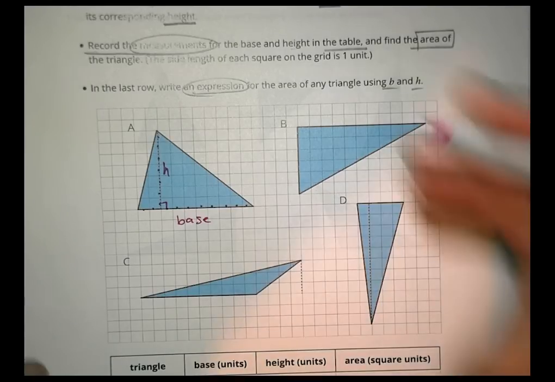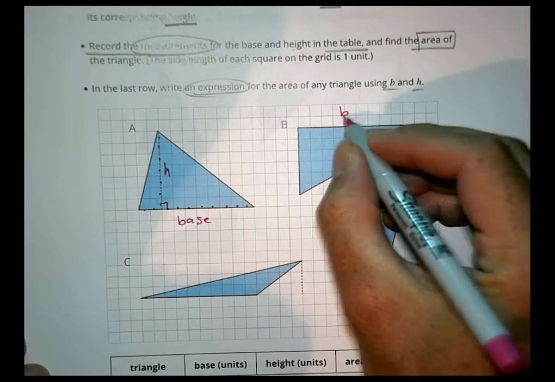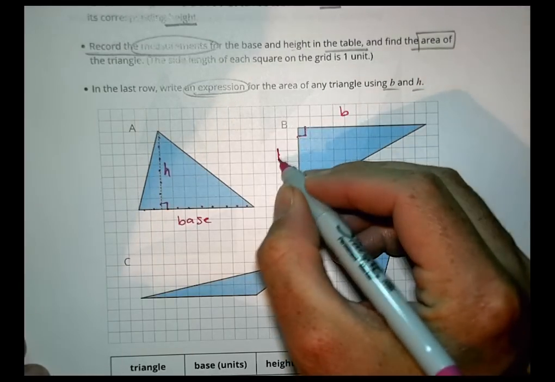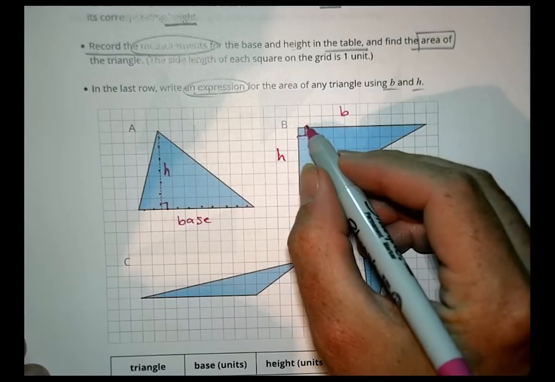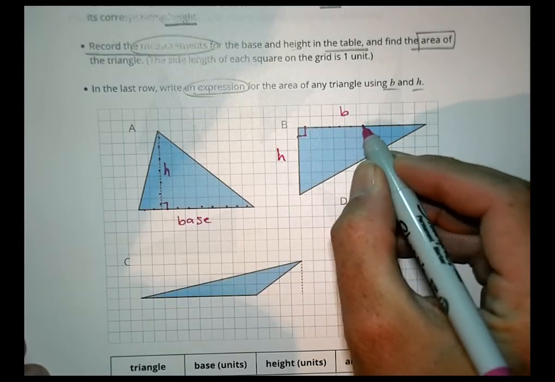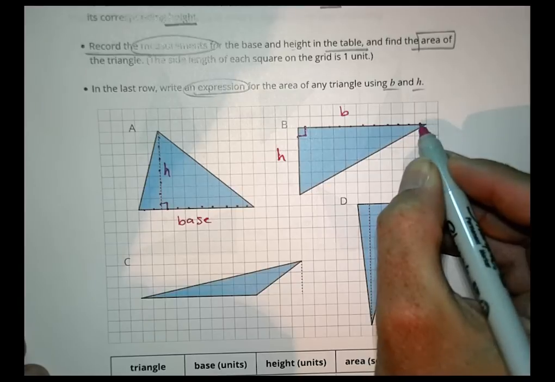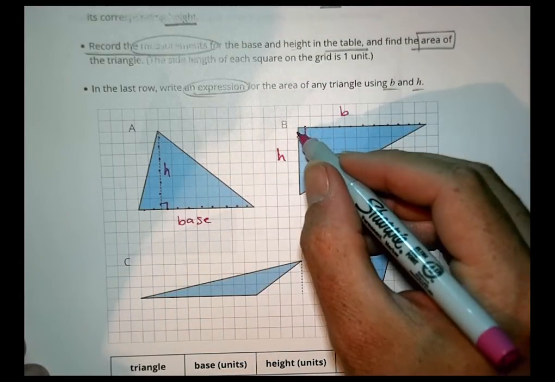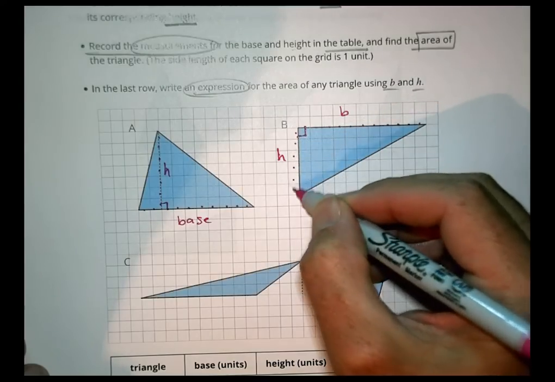All right, over here, we could use this top part as our base, and we can use this part as our height because it has a 90-degree angle there. Our base has a length of 1, 2, 3, 4, 5, 6, 7, 8, 9, 10, 11. And our height is a height of 1, 2, 3, 4, 5, 6.